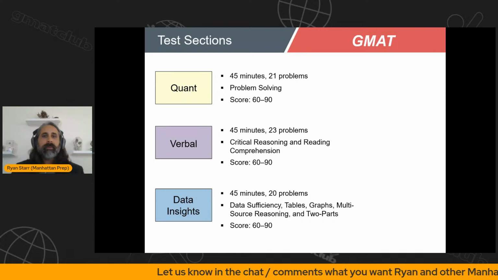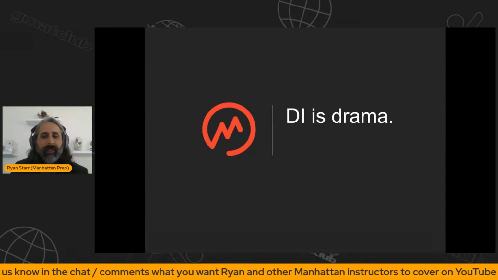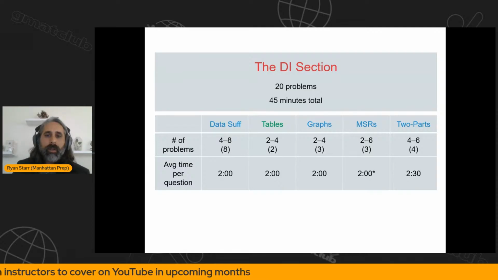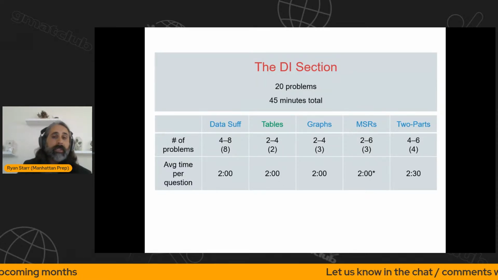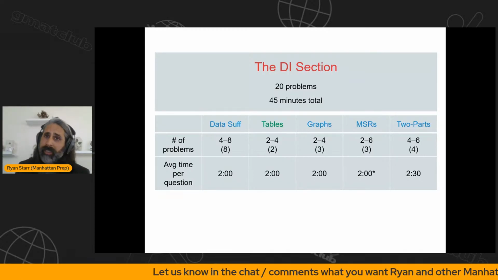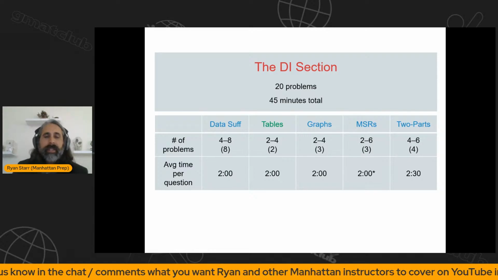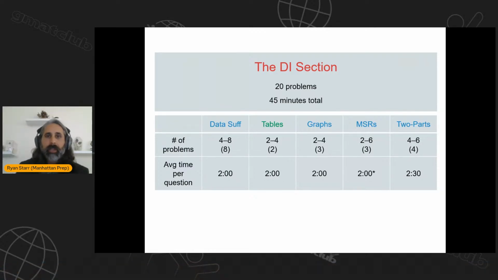First thing to know, most important thing to know, data insights is such drama. There are so many types of questions, right? Specifically, there are 5 types of questions. You've got data sufficiency questions, which anybody who's been acquainted with the GMAT for a while knows used to be on the quant section, but now find themselves on the data insights section. And then there's the kind of repurposed integrated reasoning section from the older version of the GMAT.